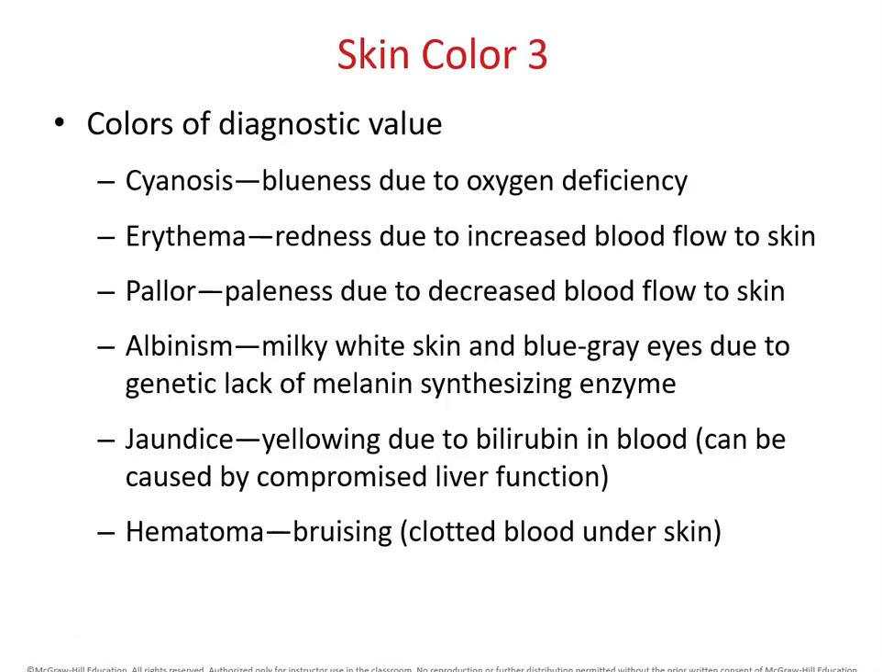Jaundice is a yellow color, can be seen in the skin or in the eyes. It's due to increased bilirubins in the blood and can mean that something is not functioning properly in the liver.